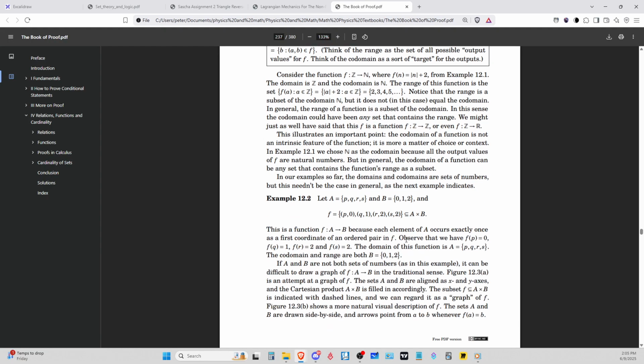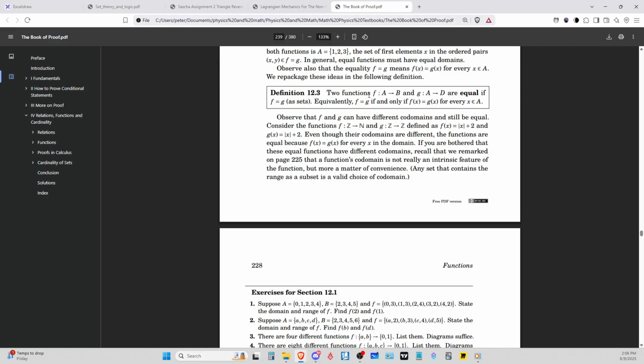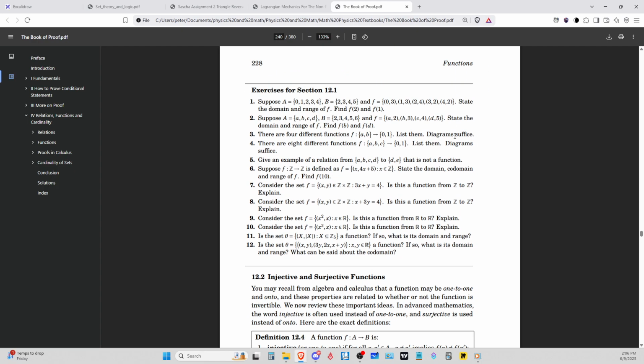Let's see. We have domain. Two functions f from A to B and g from A to D are equal if g has this. Oh, interesting. So two functions f from A to B and g from A to D are equal if f equals g as sets. Equivalently, f is equal to g if and only if f of x is equal to g of x for every x in A. Okay.